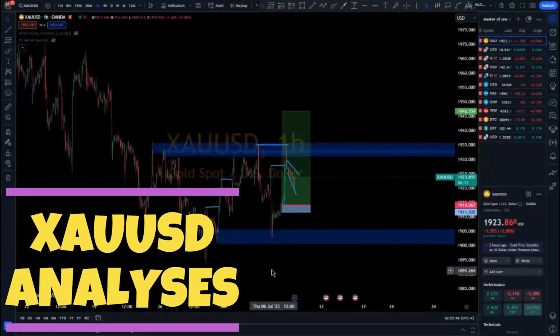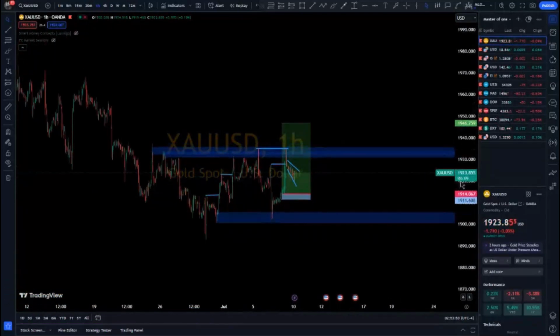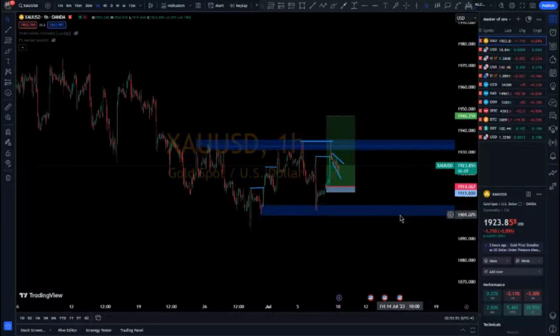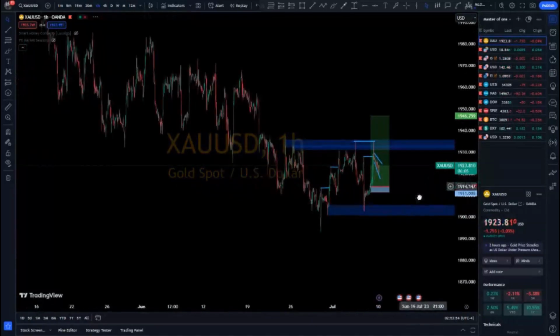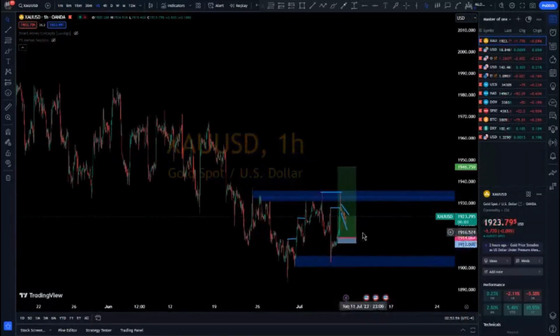I am analyzing Xauusd. That's what I'm doing this week. I'm looking for possible entries and possible trades in the right direction, probably to the upper side. I'm looking for buyers because I'm seeing that there is actually a change of character right over here.